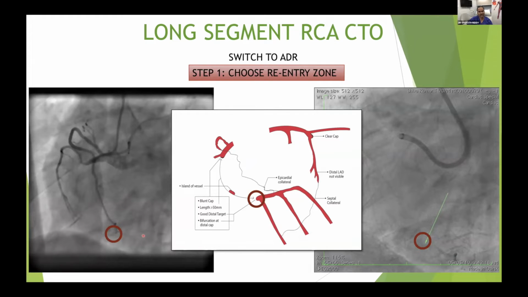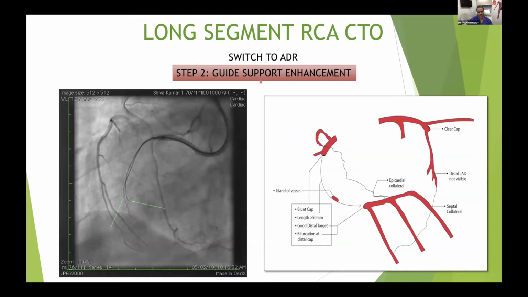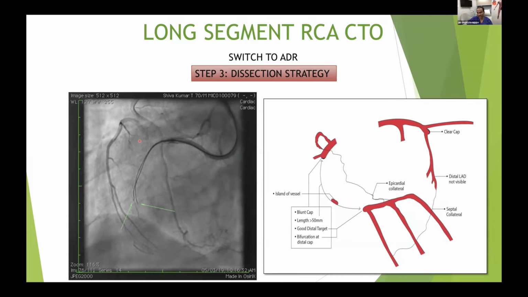And once you fix your re-entry zone, then step 2 is enhance your guide support. So I had an AL guide sitting here, which gives an immense support. And if you have any issue in support, we can also use this as an anchor balloon. Once you have your guide catheter support enhancement, then you think of what is your dissection strategy.